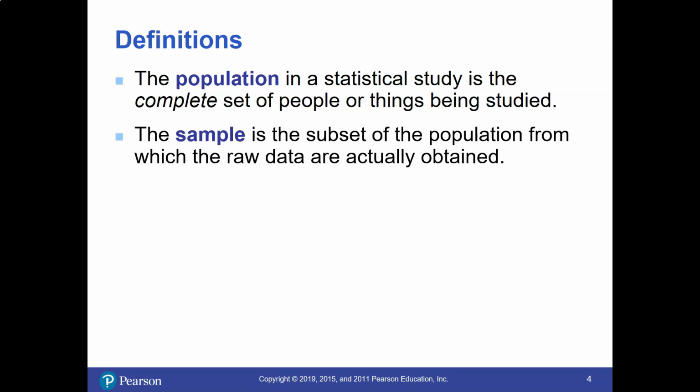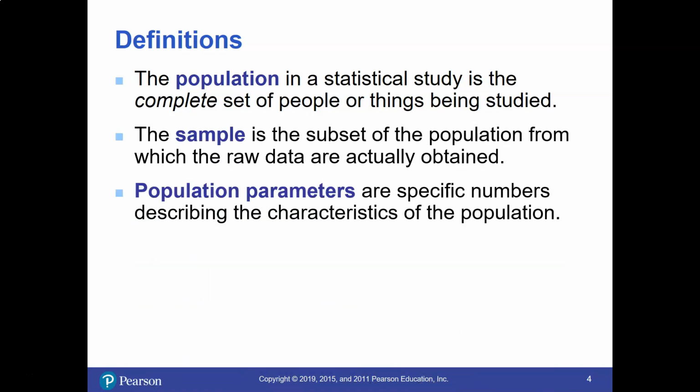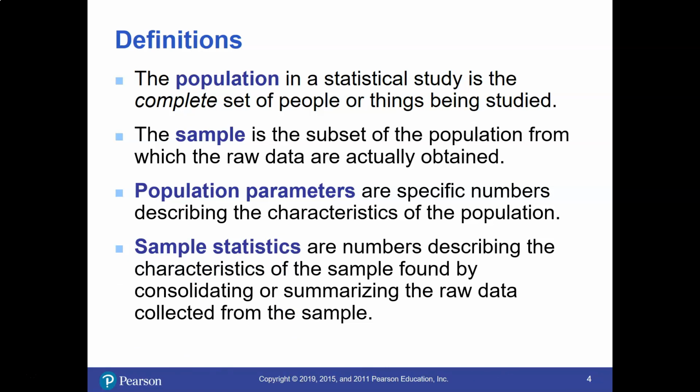So the sample is the subset of the population where we actually obtain data. Parameters are numbers describing the characteristics of the population. And sample statistics are the numbers found by actually looking at the data collected by the sample. So those are basic definitions, and we'll look at some examples.